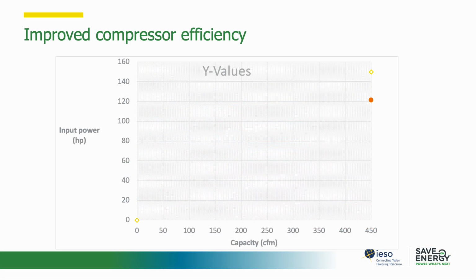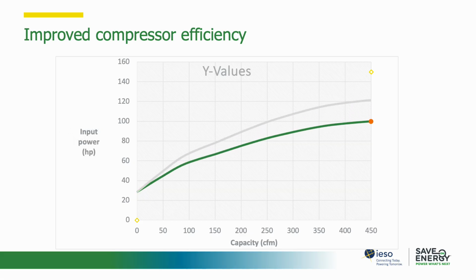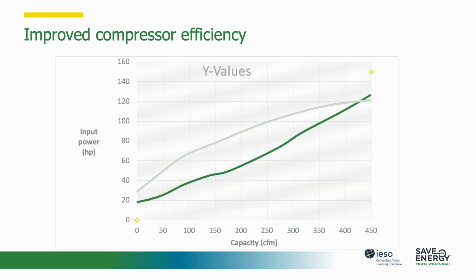The third savings mechanism, improved compressor efficiency, typically involves upgrading the compressor or the compressor controls. Upgrading to a more efficient compressor will shift the compressor curve down if the new compressor has a lower full load power. Improving your control strategy will change the compressor curve to require less power at part load.